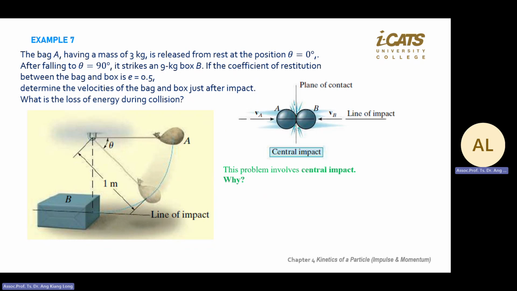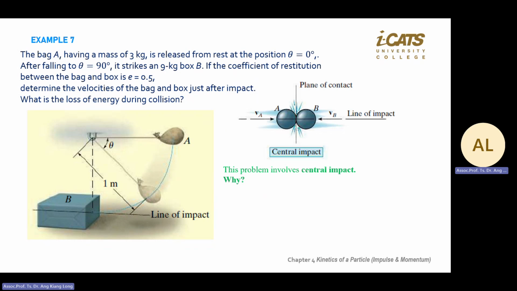Okay, so you have to identify what kind of impact it is. Is it oblique or central impact? You need to identify the moment that is hit. Does it hit with a different angle, or does it hit in the line of impact? Along the line of impact. This one is along the line of impact, so this is central impact.